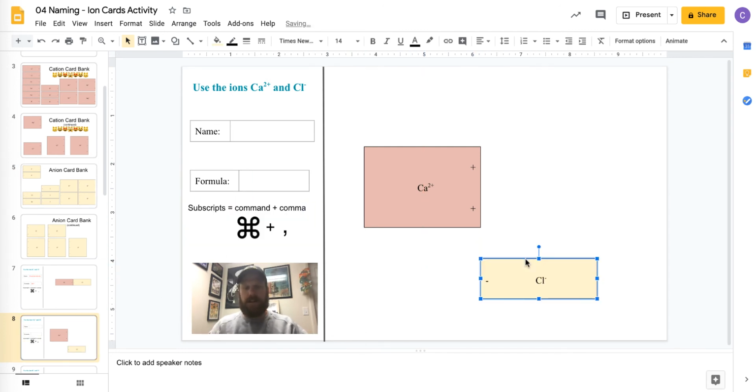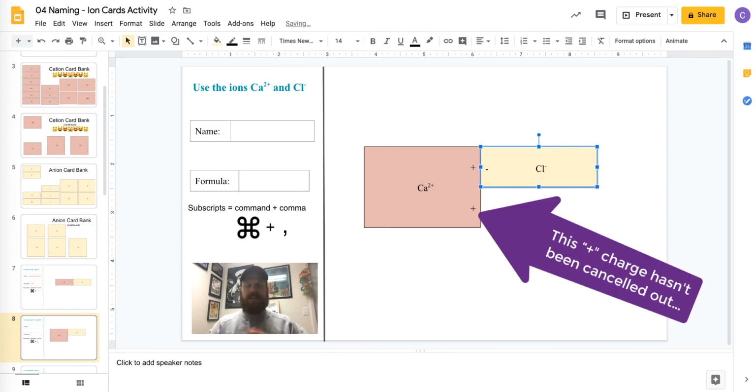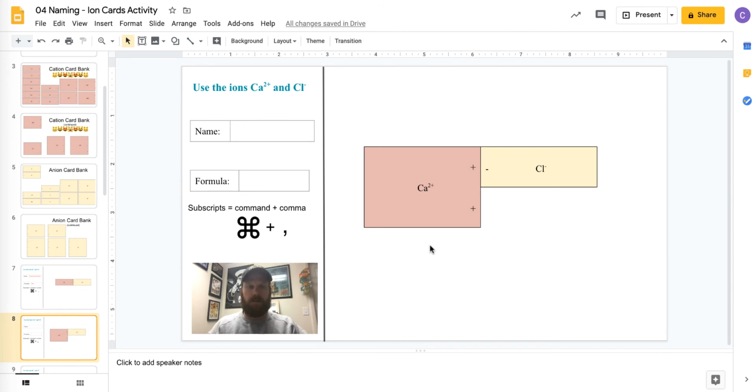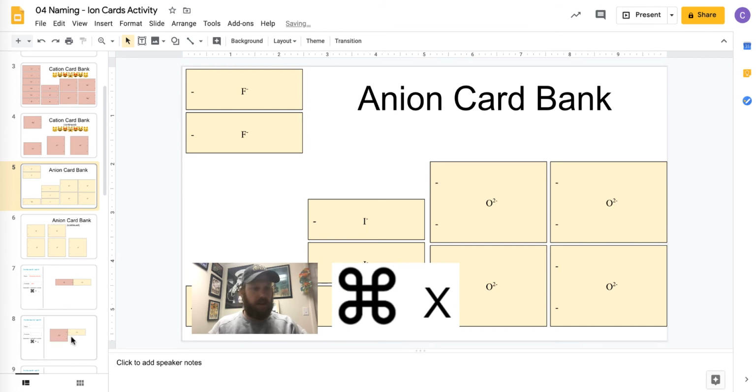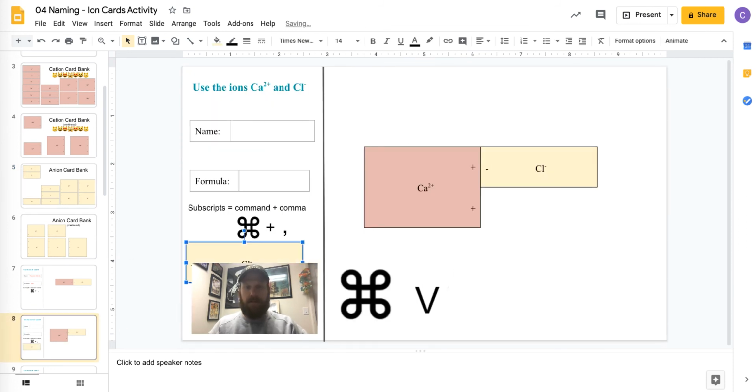So here you're going to see we run into an issue. The model of your ionic compound needs to form a rectangle when you're all said and done. Well, if I move this one chloride ion into place, that is not a rectangle. So you can see I'm going to need 2 of these chloride ions. So I'm going to go back to my anion card bank. I'm going to cut out another chloride ion. So Command X, go back to slide 8, Command V, paste it in.